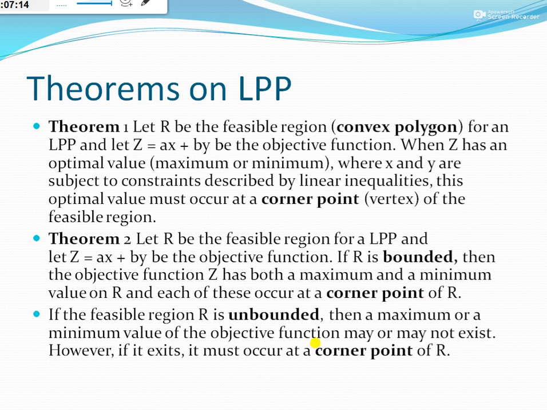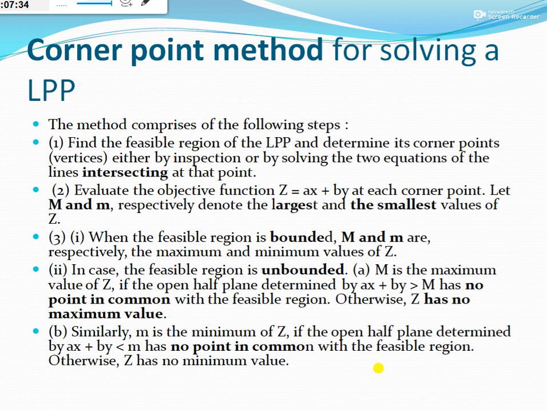And if the feasible region is unbounded, यानी कि open है, then the maximum or minimum value of the objective function may or may not exist. If it exists, it must occur at a corner point of R.